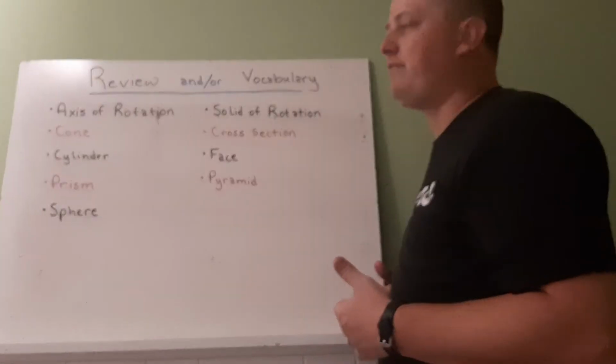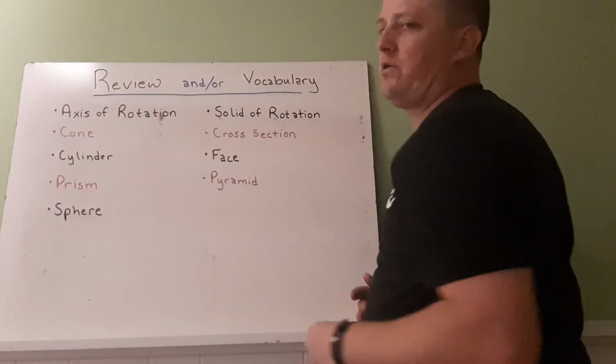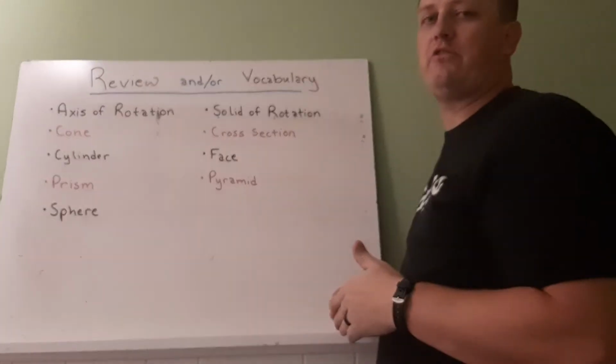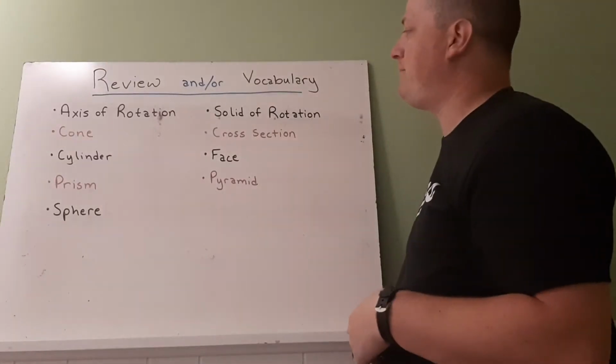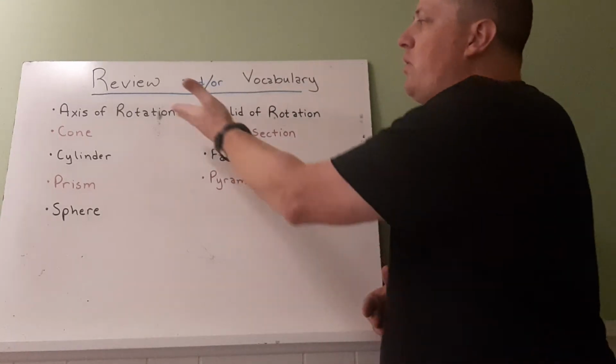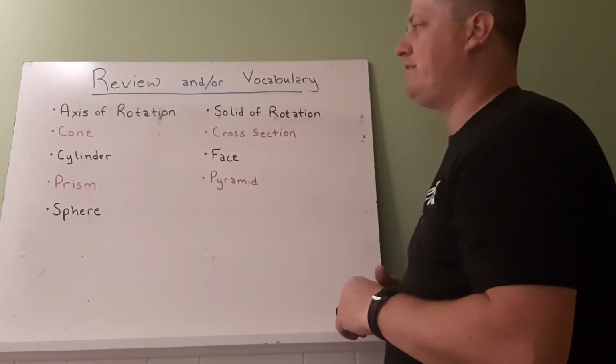So our vocabulary focuses on axis of rotation. Remember, that's the line in which we rotate a two-dimensional shape around to make a three-dimensional shape. Solid of rotation, the three-dimensional shape created when we rotate around that axis.